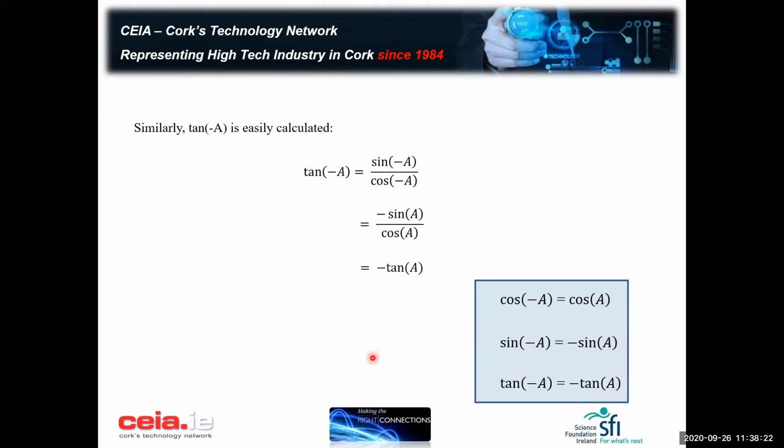You can work out tan of minus A the same way. Or you can use the definition that tan is sine over cosine. And then you see that the sine of minus A needs to be replaced by minus sine of A. Cosine of minus A is unchanged at cosine of A. So you get minus the sine over the cosine of the original angle. So that's minus the tan of the original angle. So for convenience, I've collected those three identities down here.